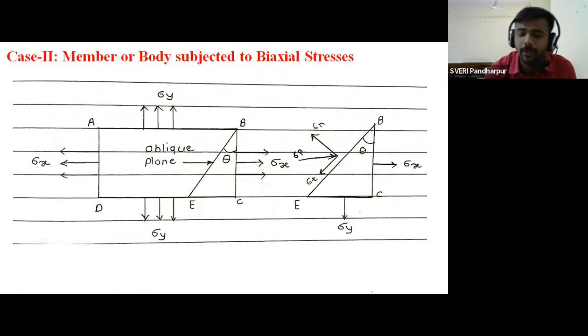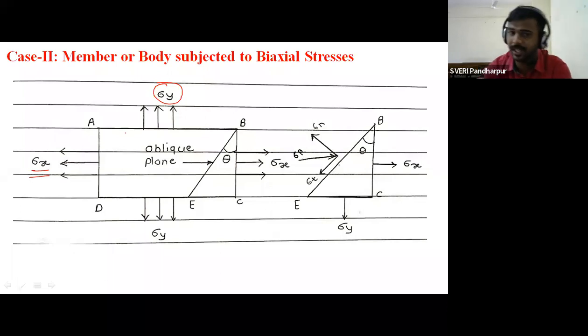Okay. Now, case number 2, the name itself suggests that it is biaxial stresses. Why is it called biaxial? Because if you see, on the major principal plane and on the minor principal plane also, the stresses are there. That is, sigma x is there, and sigma y is also there. So this condition is called biaxial stresses. While calculating the normal stress and the tangential stress on the oblique or inclined plane, we have to consider the effect of sigma x and the effect of sigma y.